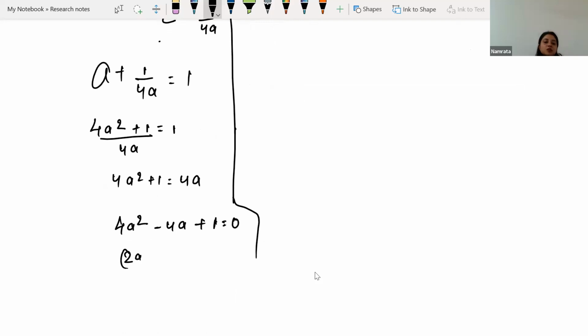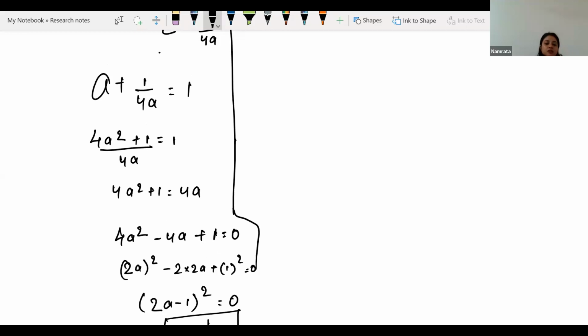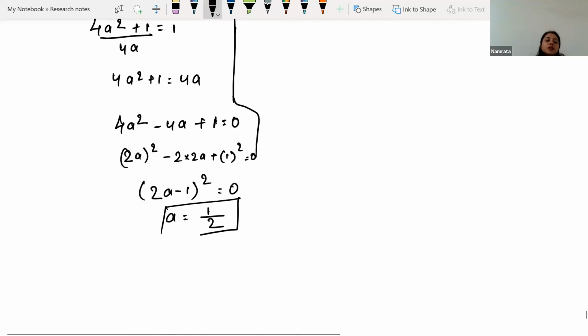Can we make it a perfect square? 2A square minus 2 into 2A plus 1 square. So can we say it is 2A minus 1 whole square? Can we say it, Lena? Yes, ma'am. So A value we will be getting as 1 by 2, right? Yes, ma'am. And what will be C value? B value what we have got? B value also we have got 1 by 2.